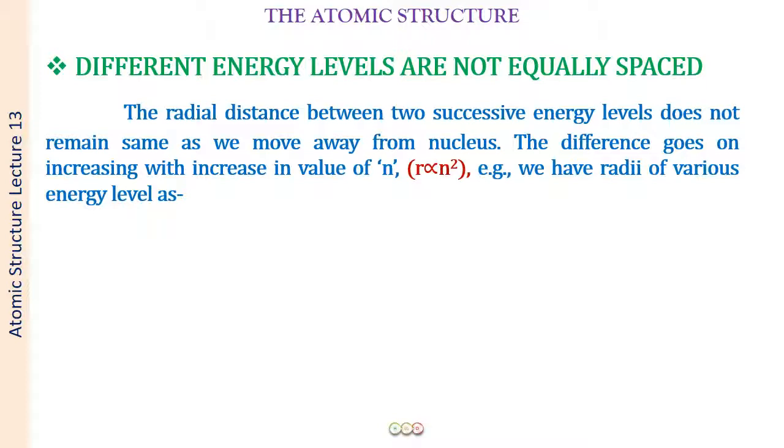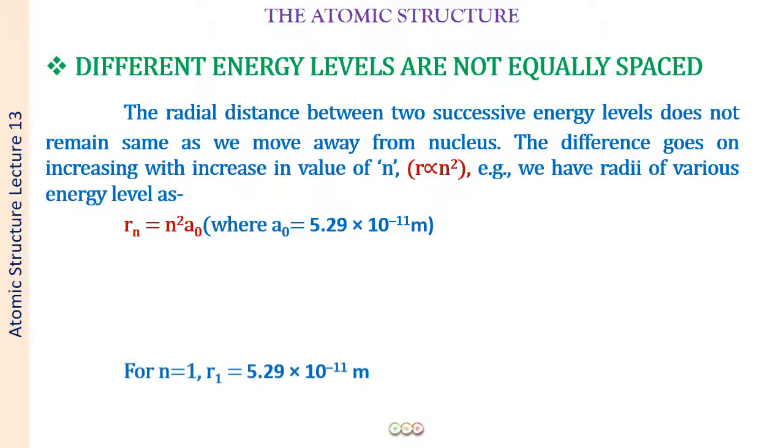Right? Similarly, over here also, the radial distance between two successive energy levels will not remain the same. The difference is increasing because R is proportional to n square. And you can see the radius of the various energy levels. We have the formula Rn is equal to n square a0, and a0, the value is 5.29 into 10 power minus 11 meter. This is being written in the SI notation.